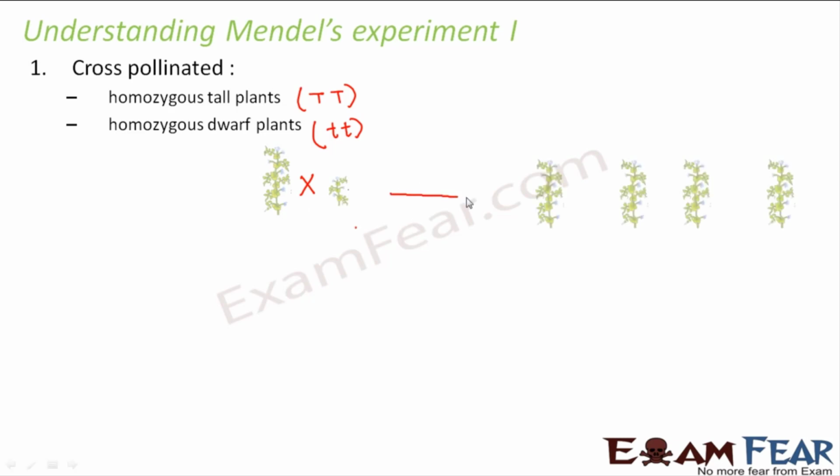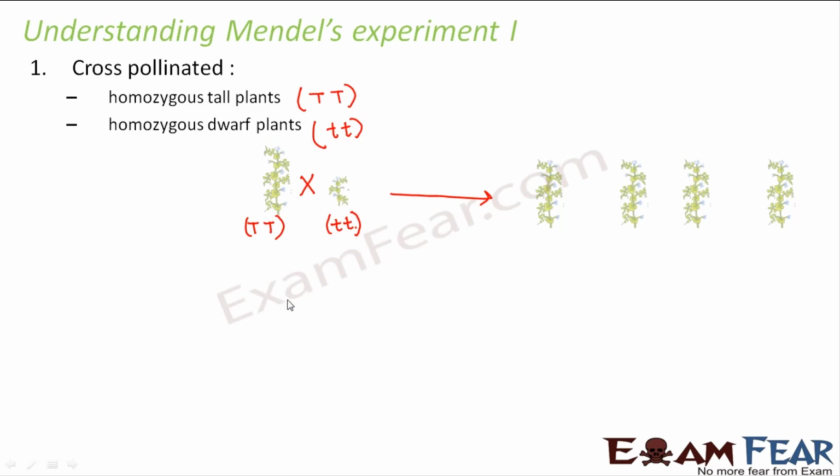So now on cross-pollination, what was the result? It was seen that all the plants which were obtained were all tall. So now I think we are capable of understanding how all the plants were tall. So this was capital T, capital T, and this was small t, small t.